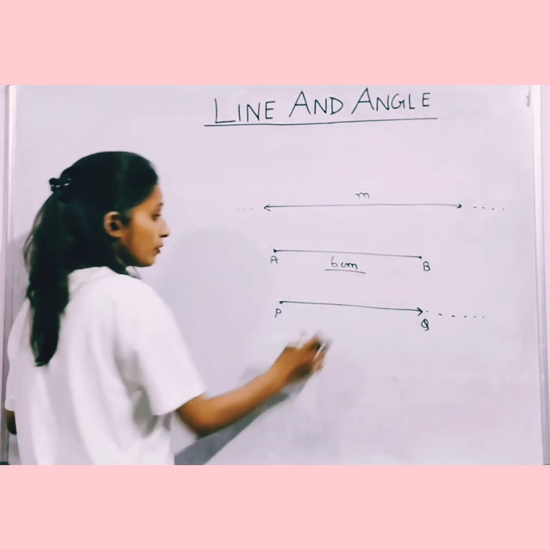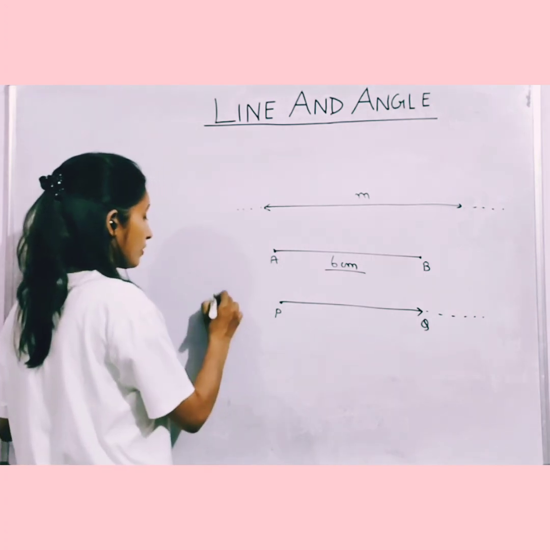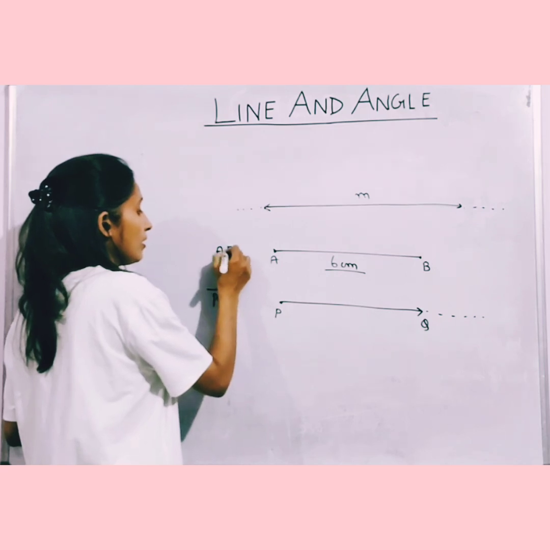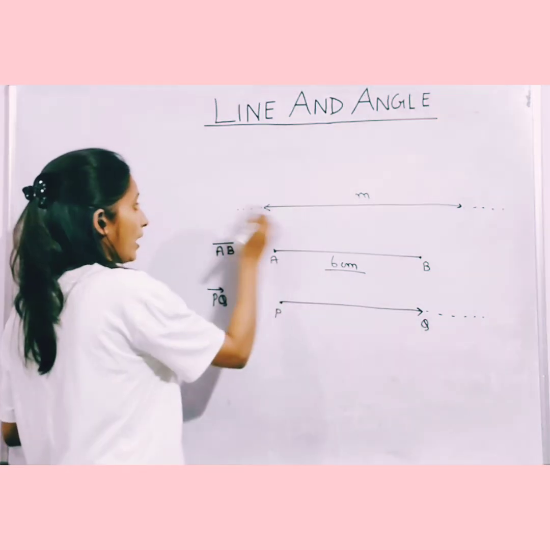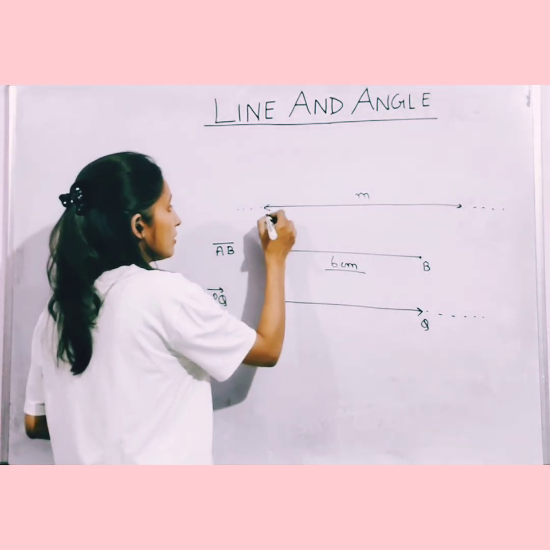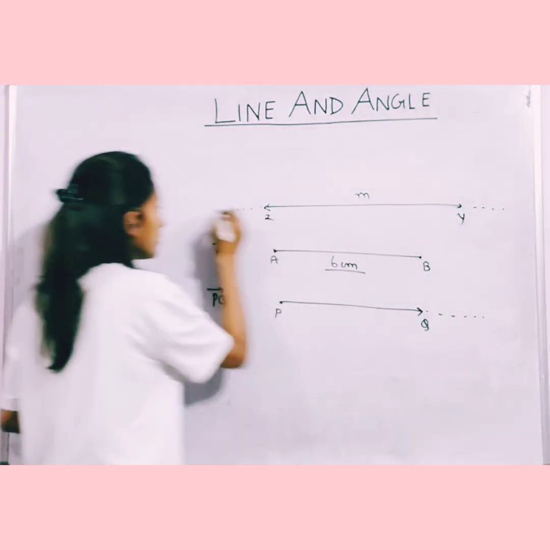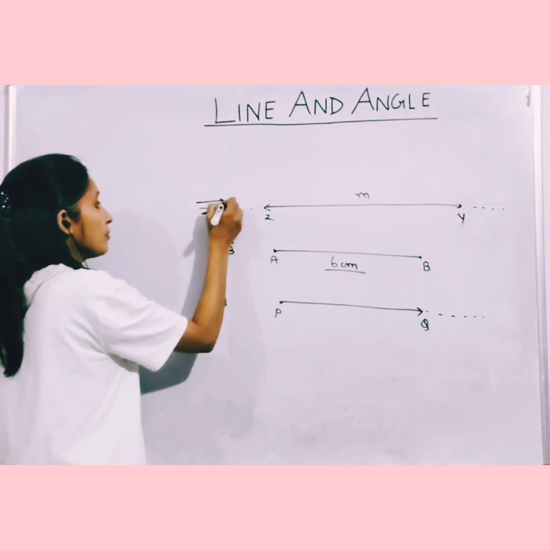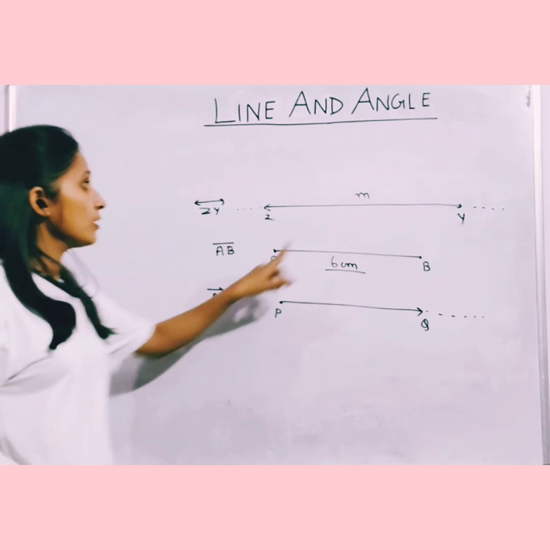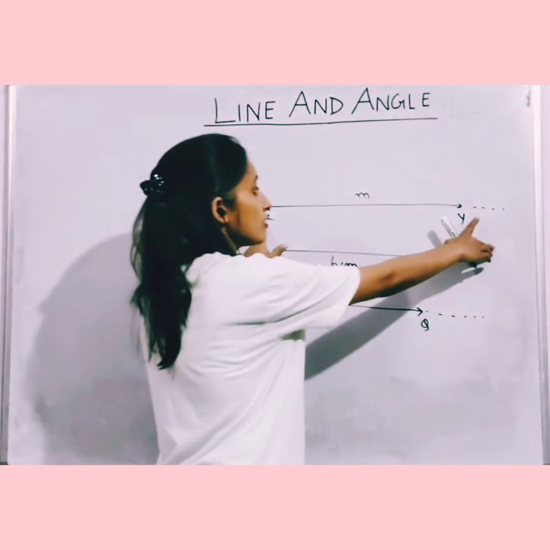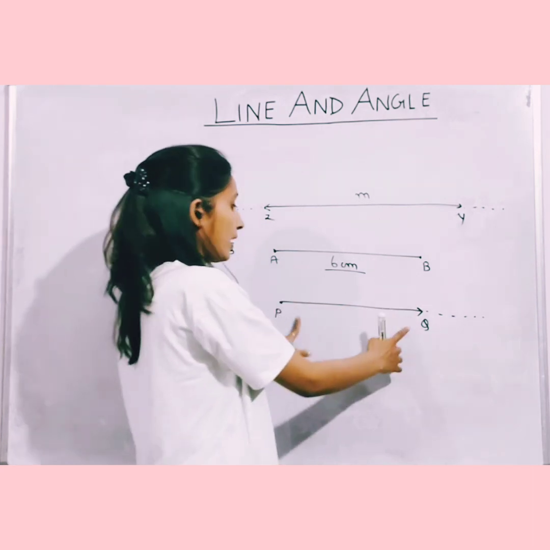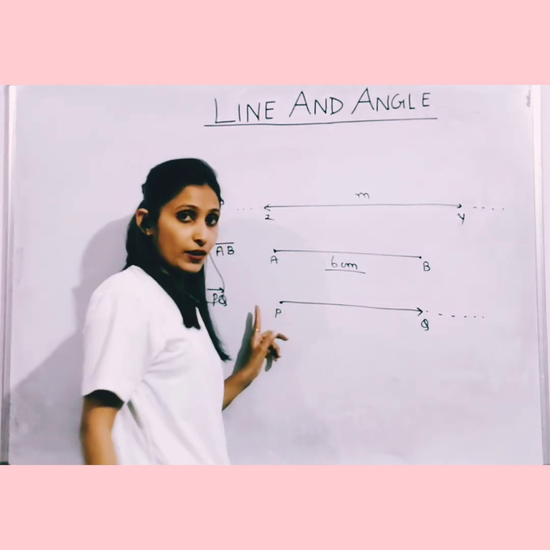So the representation for this will be ray PQ, and line segment AB will be this, and for line M, let's call it line ZY. So line ZY can be represented like this. So these are the representations. This is our line, it has no endpoints. This is our line segment, it has endpoints, and this is our ray, it has only one endpoint.